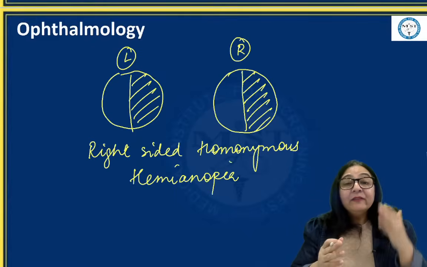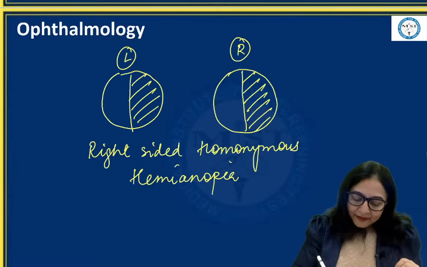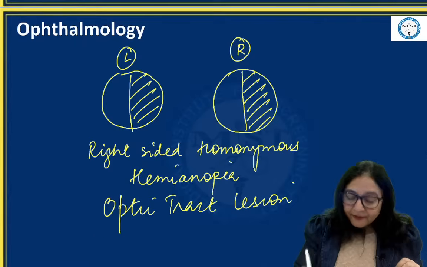And in which conditions do we see homonymous hemianopia, beta? We see them in the lesions of the optic tract.